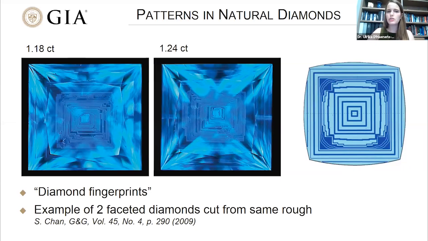Yet you can see that these two stones, this 1.18 carat and 1.24 carat diamond, have this princess cut and both look pretty much the same. In fact, they are mirror images of each other, because they were cut from the same rough diamond. These are two diamonds that were submitted separately at GIA that we were able to link because of their unique growth patterns. You can see that these patterns look very similar to the idealized cartoon version. This is the octahedral growth pattern that is natural.